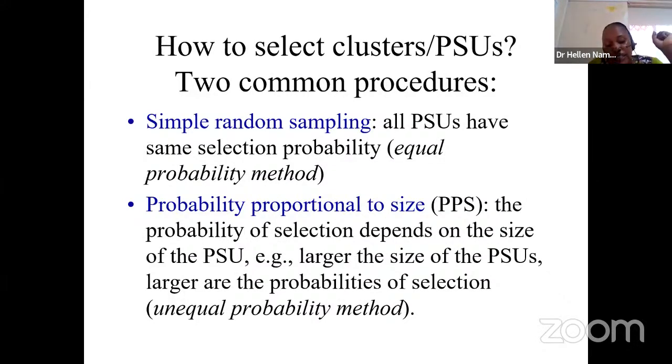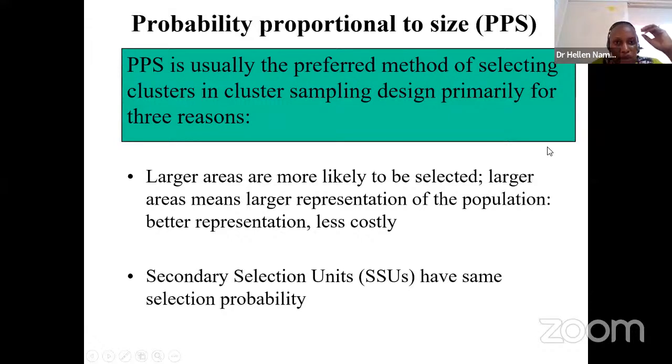In this particular case, there is an unequal probability method that is involved because we depend on the size, and then we go ahead and pick our sampling units. That is the PPS. Hopefully I've answered the one that was asking about it.